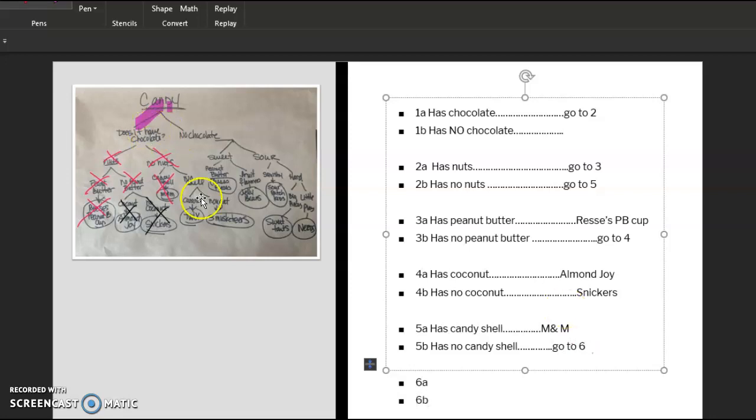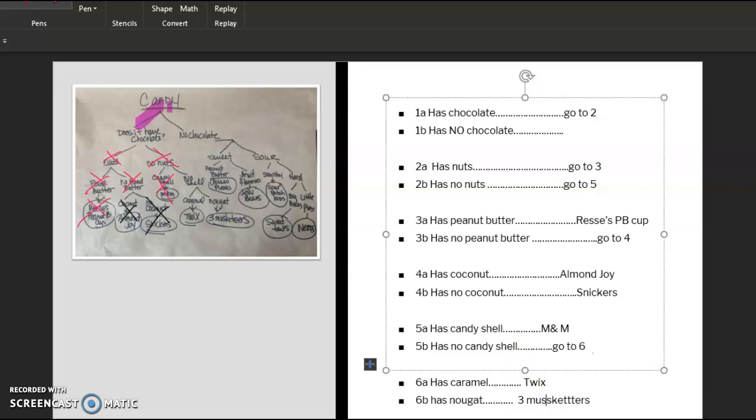And so my next question there would be caramel or nougat. Has caramel or has nougat. And then we can name those final ones. The answer to caramel, Twix, if I can read my handwriting. And then if it had nougat, it was a 3 Musketeers.